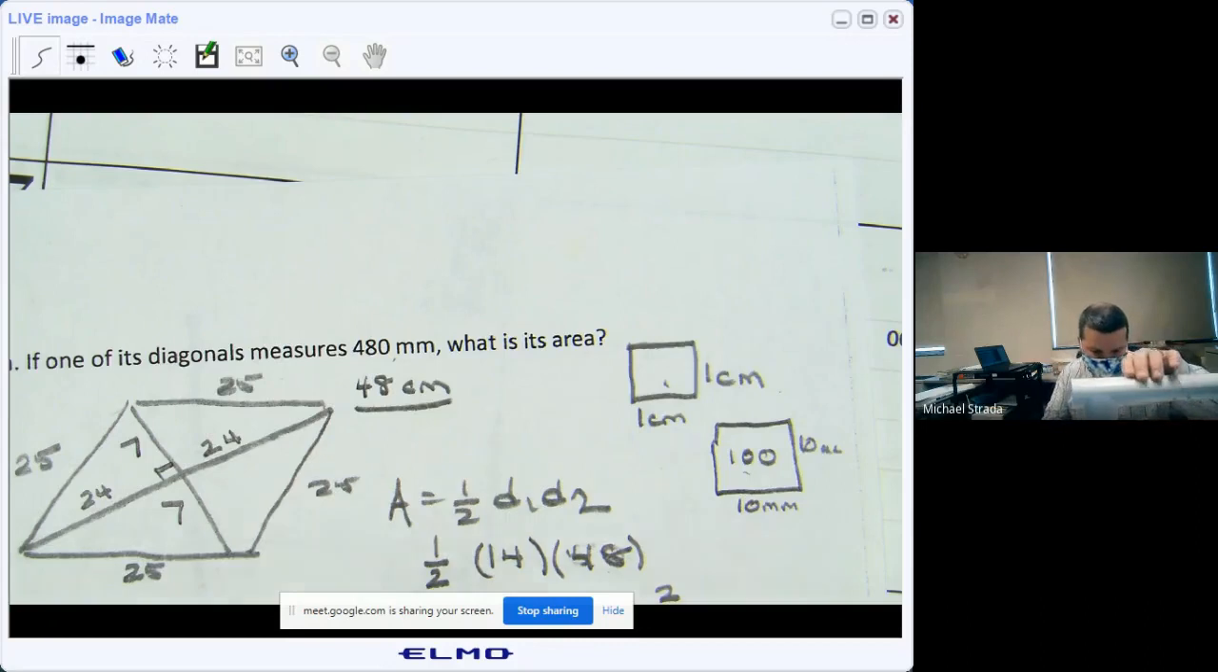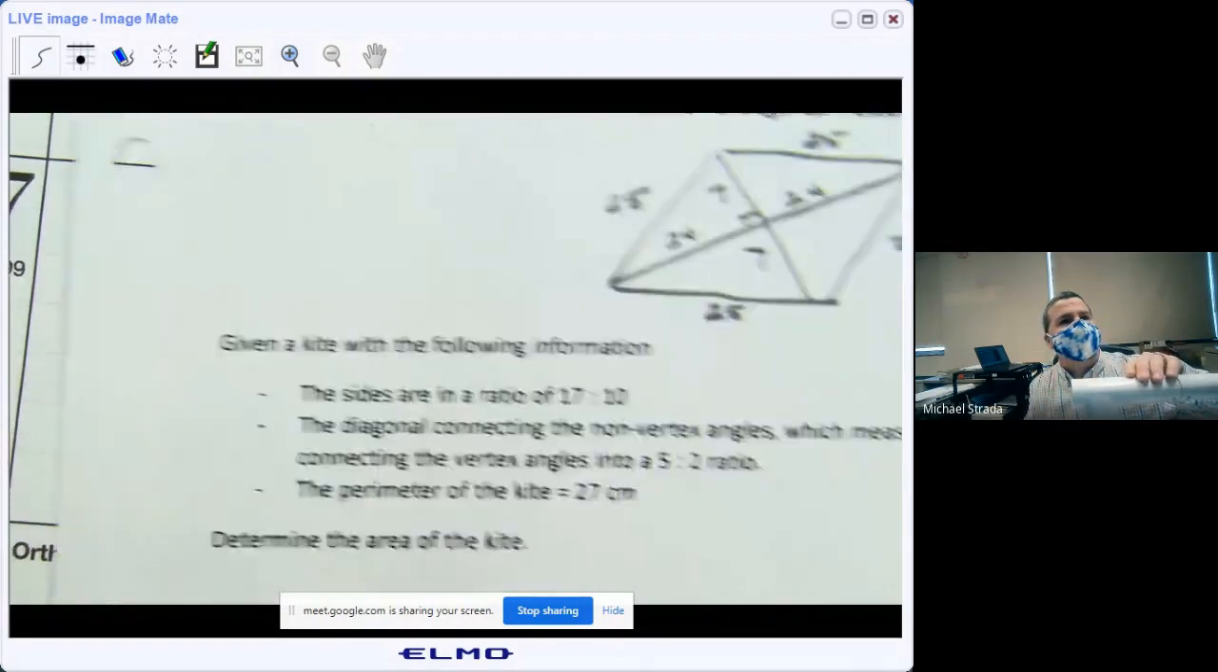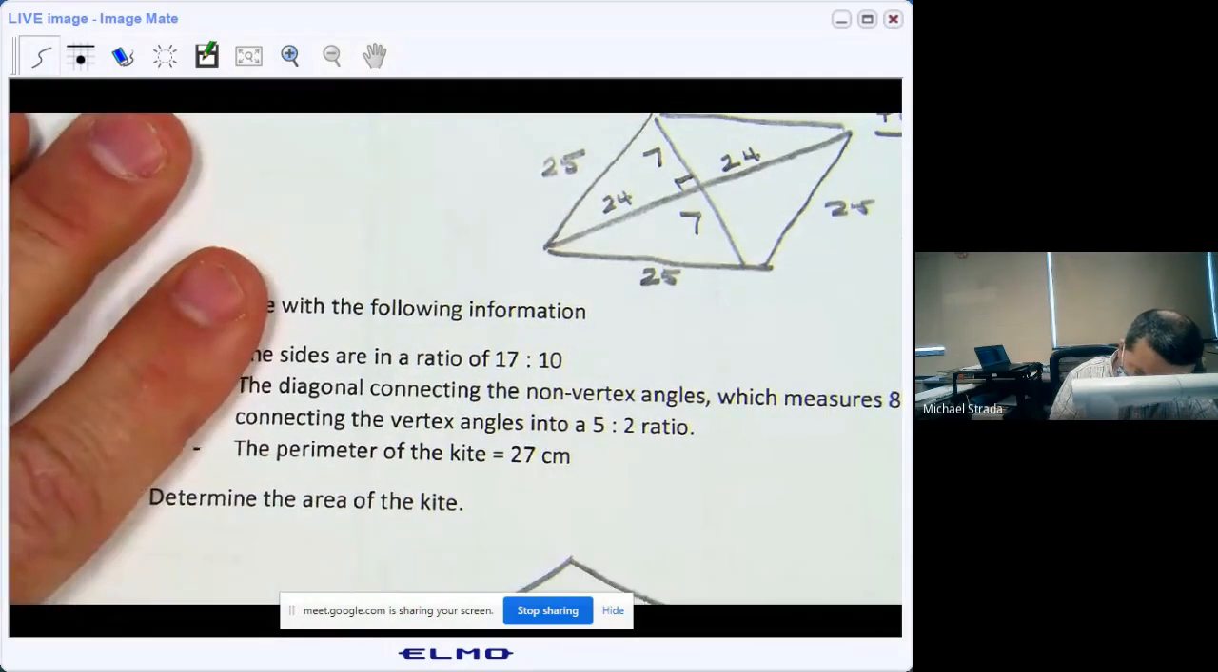All right, so given a kite with the following information, the sides are in a ratio of 17 to 10. The diagonal connecting the non-vertex angles, which measures 8 centimeters, divides the diagonal connecting the vertex angles into a 5 to 2 ratio. The perimeter of the kite is 27 centimeters. Determine the area of the kite. Step 1, draw a kite. Woohoo!